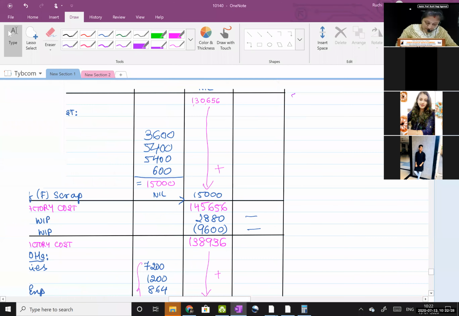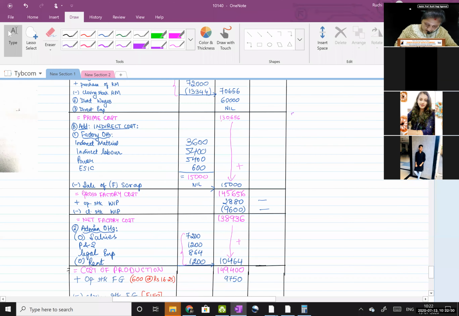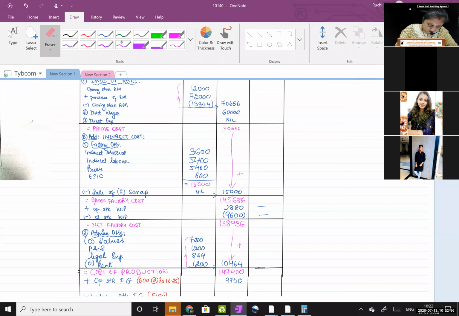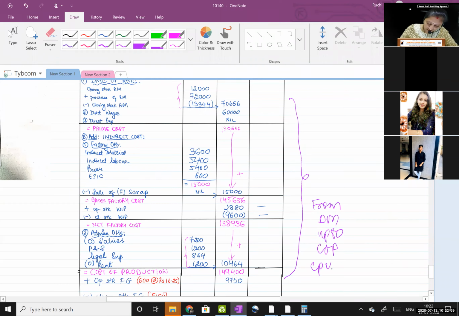Now, if you remember the theory, even if you don't, I will refresh it for you. What did I say in the theory part? From raw material, from direct material up to cost of production. How will I get my CPU column? Amount divided by units produced. I hope this is clear.